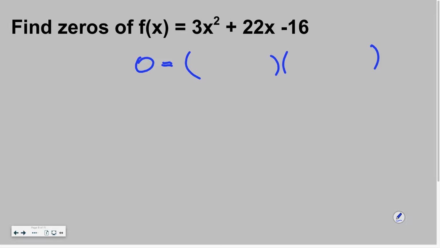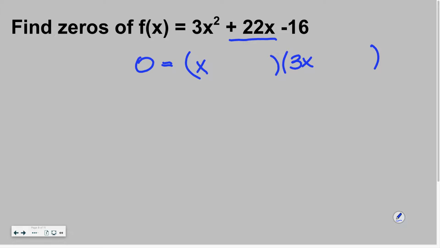Okay. So just real quick, if I want a 3x squared, we would want x times 3x. Right? If we want a negative 16, there's lots of different ways we can get a negative 16, right? But that has to multiply out to get that 22x right there. Right? Anybody have an idea what number to use?